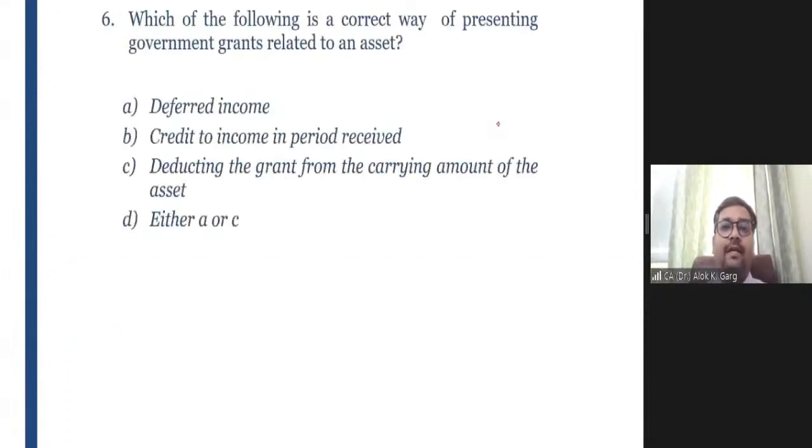Question number 6. Which of the following is a correct way of presenting government grant related to an asset? It is asking which is a correct way of presenting government grant related to asset. Tell me, what is the presentation of government grant related to asset? A, deferred income. B, credit to income in the period received. It is saying that, whenever you receive the grant related to asset, you will credit to income.